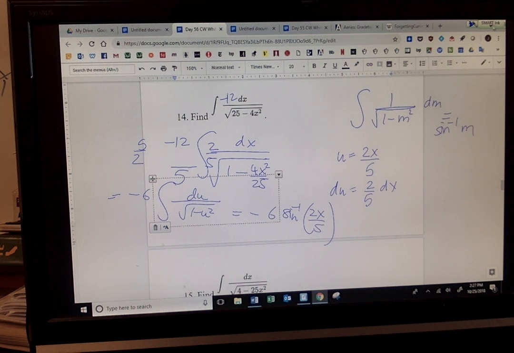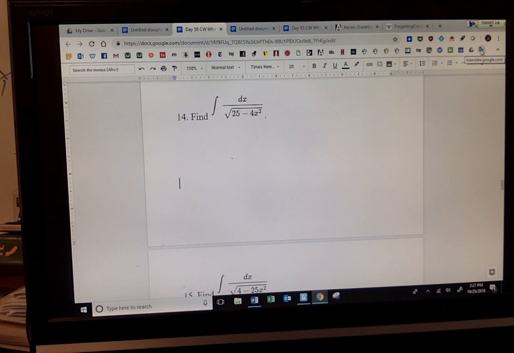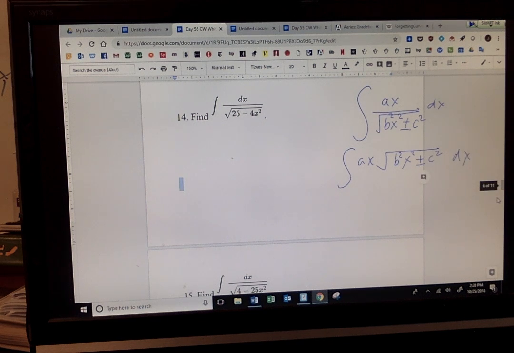Okay, the last concept, I promise you, 4 concepts. The last concept is this. Draw a line, please. This is the easiest of the lot. You have a simple linear expression on top, and you have variations. You have, say, b squared x squared plus c squared, dx. Or you have ax over radical b squared x squared, plus or minus c squared, dx. You can have a minus here too. It doesn't matter. You may not have a radical at all: ax over b squared x squared plus or minus c squared, dx.